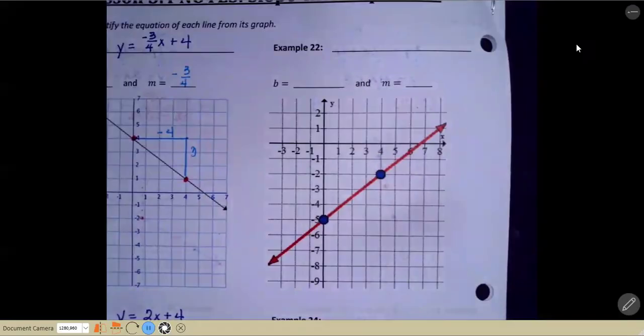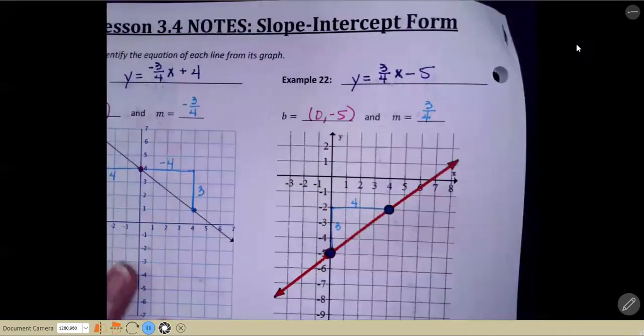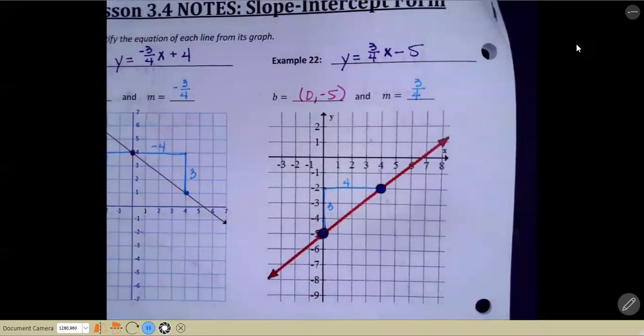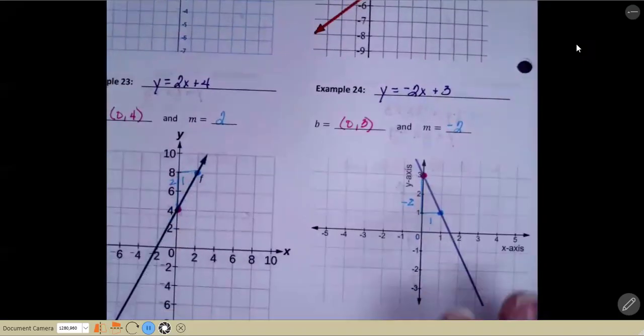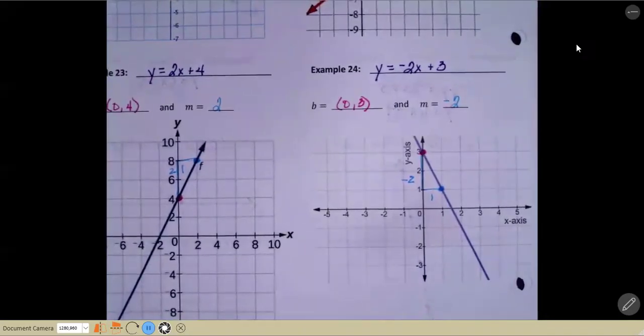Okay, I'm going to go ahead and show you the answers to these two so you can check them. Here is example 22. And here is example 24. All right, that concludes lesson 3.4, slope intercept form.